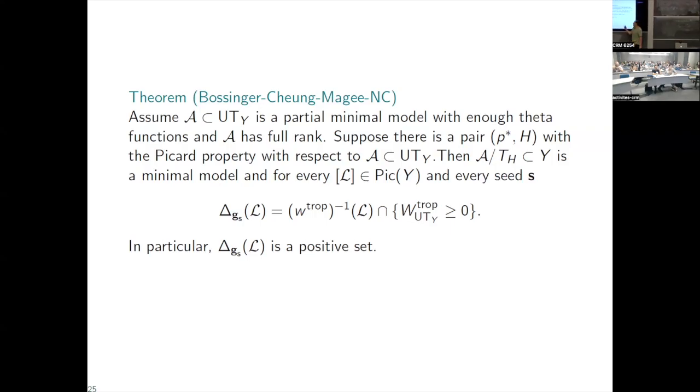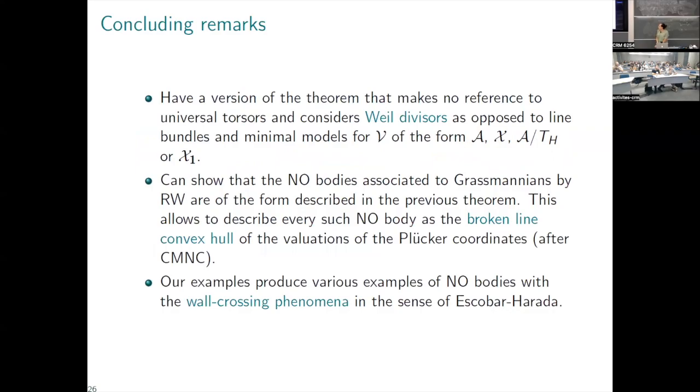Let me say it again. If I run the Gross-Hacking-Keel construction to this positive set, then I obtain Y. So I'm just reversing this construction by building a cone and slicing it by some hyperplane. So maybe just the concluding remarks.